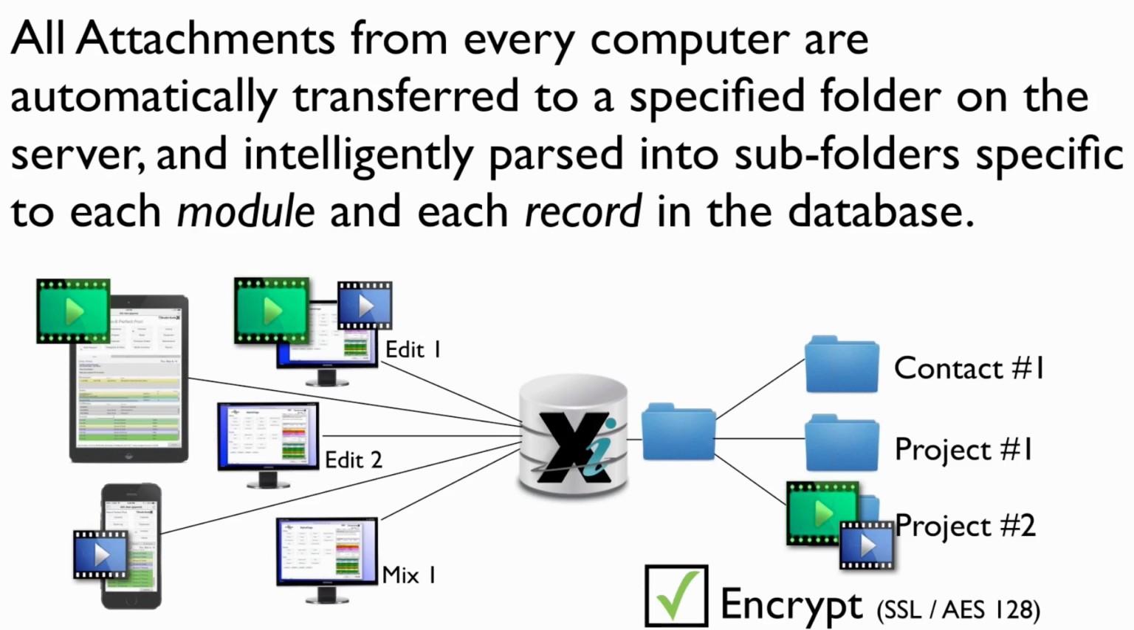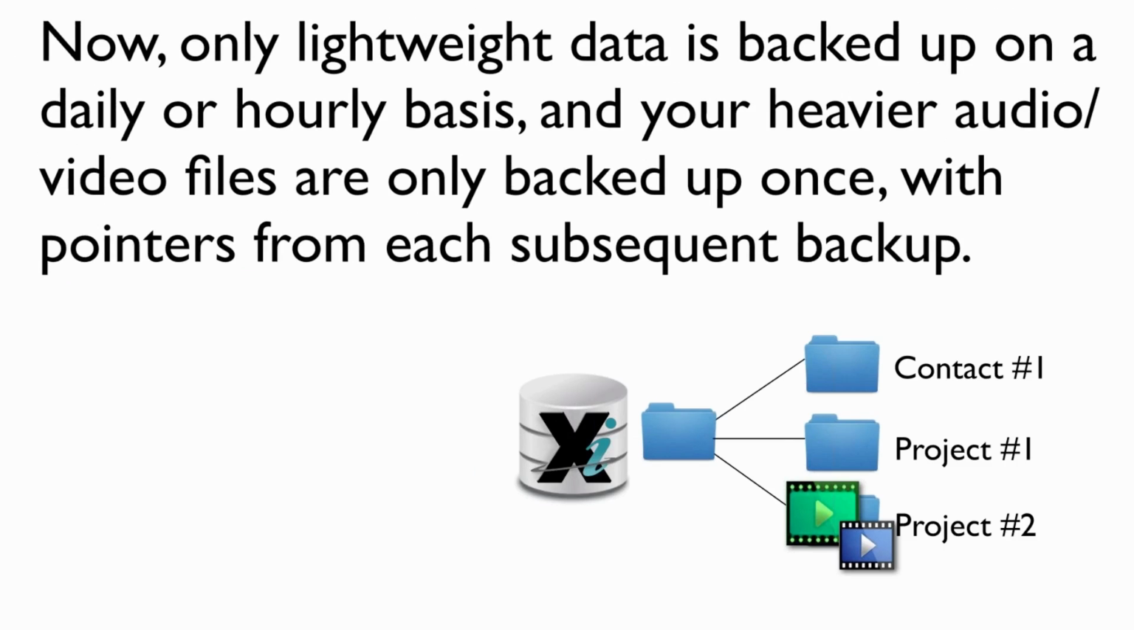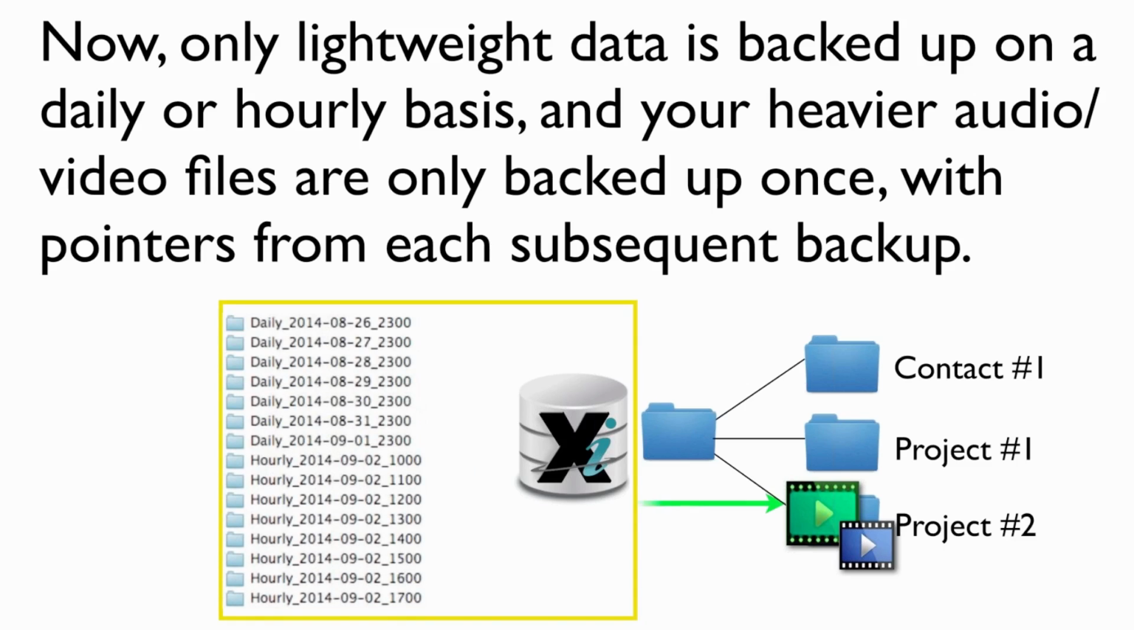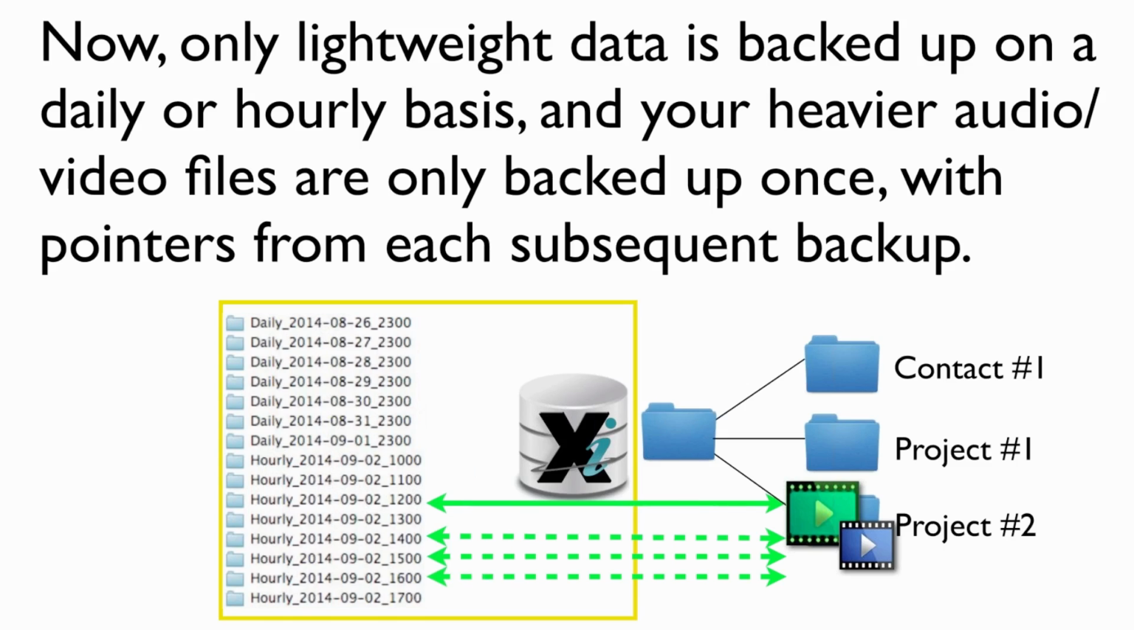How are we going to deal with this in terms of backup? So let's look at that. Only the lightweight data, your project names and dates and things like that, they're going to be backed up on an hourly basis, and your heavier audio video files are backed up once. So that green line is the first time, and every subsequent backup, it's basically going to store a pointer to where that original file is. So we save a lot of drive space that way.